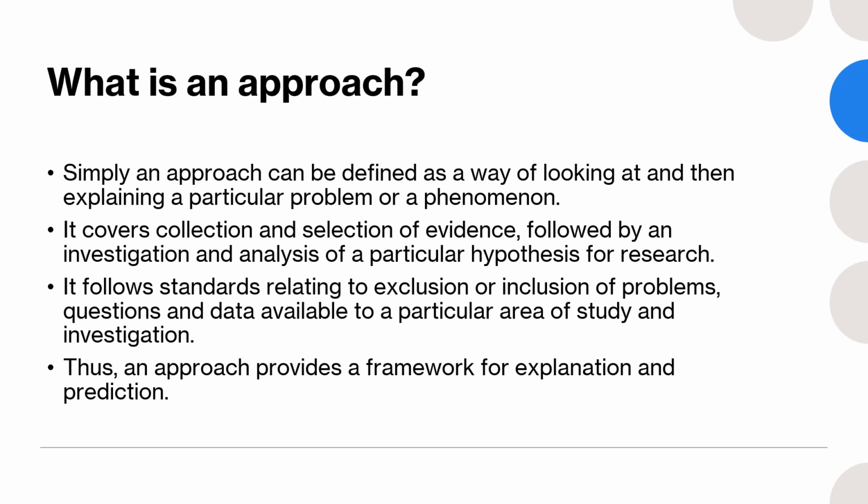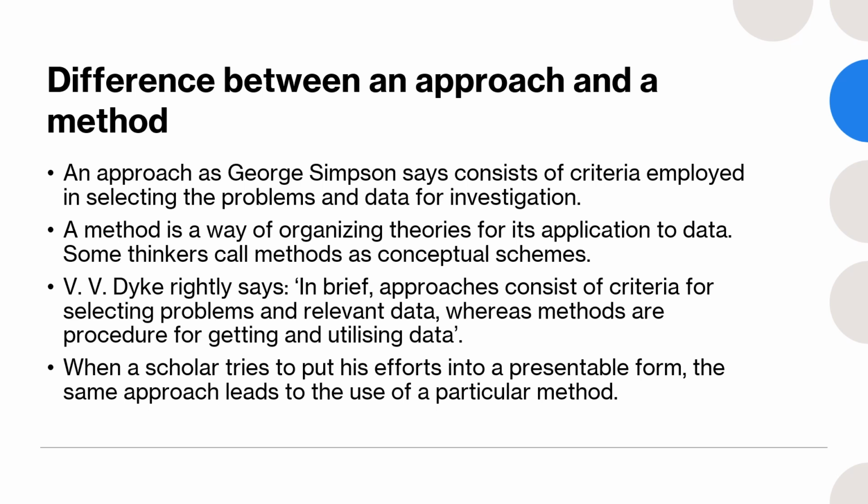It follows standards relating to exclusion or inclusion of problems, questions, and data available to a particular area of study and investigation. Thus, an approach provides a framework for explanation and prediction. Now, let's see the difference between an approach and a method. An approach, as George Simpson says, consists of criteria employed in selecting the problems and data for investigation. A method is a way of organizing theories for its application to data.